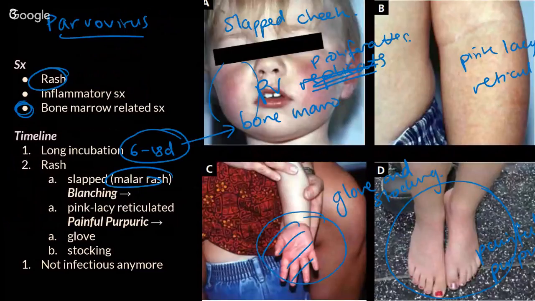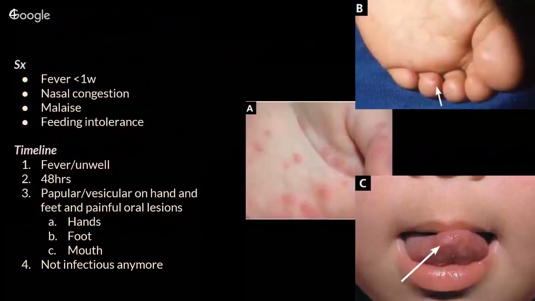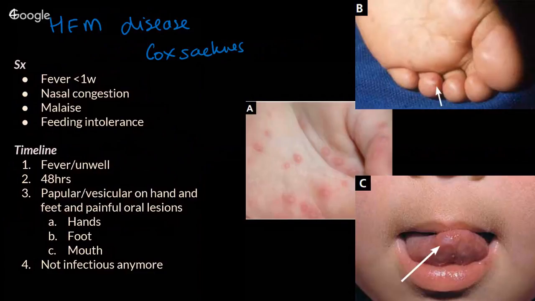Okay, so that's really what you need to know about parvovirus. Slap cheek, glove and stocking, causes bone marrow suppression. Okay? Okay, number 3. Okay, number 4. So, what's this? So really, I mean, this one is also non-specific unless you look at the distribution of where the rashes are. So hand, foot, and mouth disease is due to what? Coxsackie. Yeah. It's not just Coxsackie, but it is the most common one.